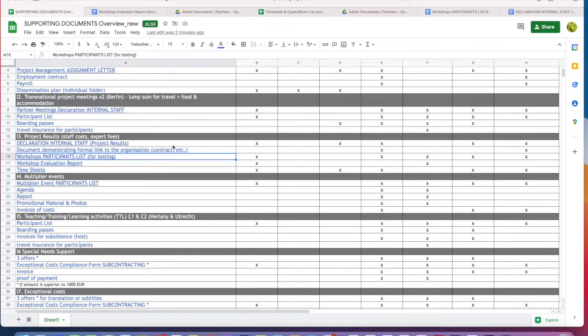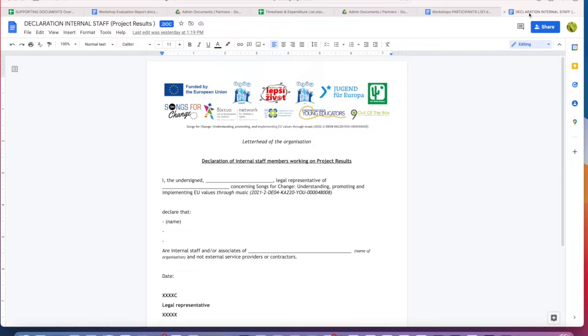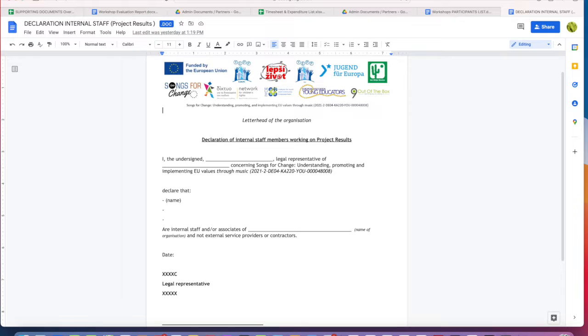And here in the project results, it's also important, and here you have a quite similar document, declaration of internal staff. So the legal representative of the organization confirms that the person who has worked on these project results is an internal member of the organization. This is a very important document which needs to be linked also to the proof of this declaration, meaning if you declare that this is an internal member, you also have to attach the contract of that person, if it's an employee, or if it's a volunteer, the voluntary contract, if it's a person working on an honorary basis.